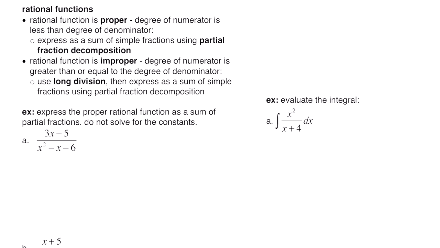For rational functions, a rational function is proper if the degree of the numerator is less than the degree of the denominator. If this is the case, then we're going to express a sum of simple fractions using partial fraction decomposition. A rational function is improper if the degree of the numerator is greater than or equal to the degree of the denominator. If this is the case, we'll then use long division and then express it as a sum of simple fractions using partial fraction decomposition.